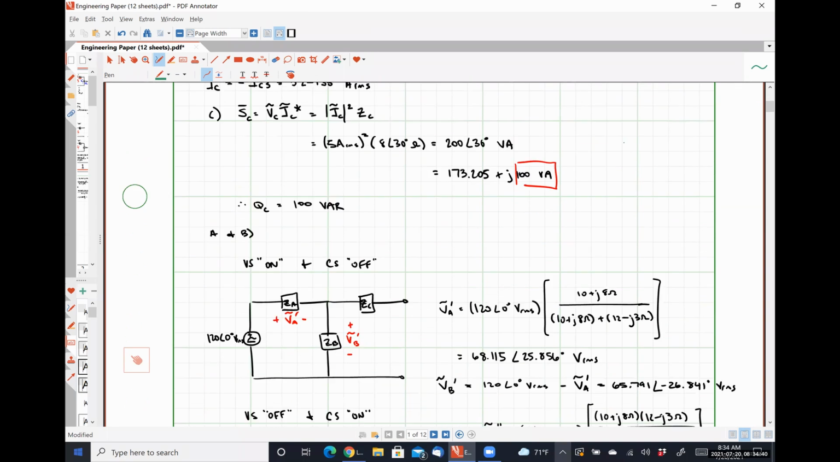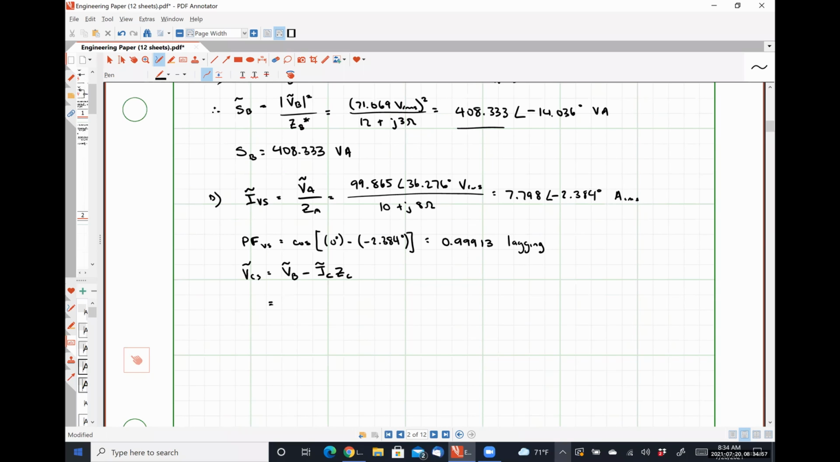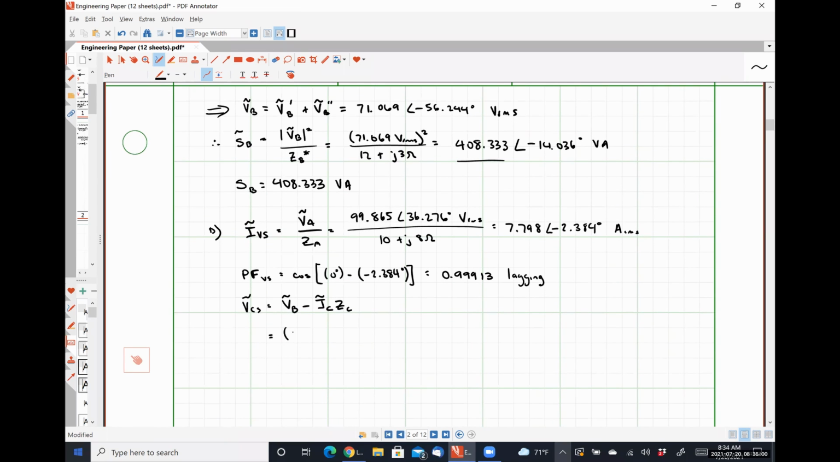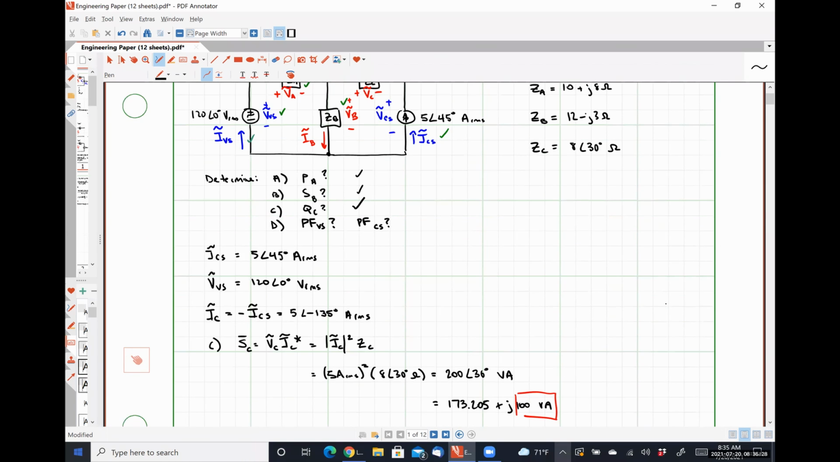So VCS is equal to VB minus IC ZC. So that is going to be 71.069 angle negative 56.244 degrees volts RMS minus, sorry, this should be 5 angle negative 135 degrees amps RMS, I believe, times 8 angle 30.